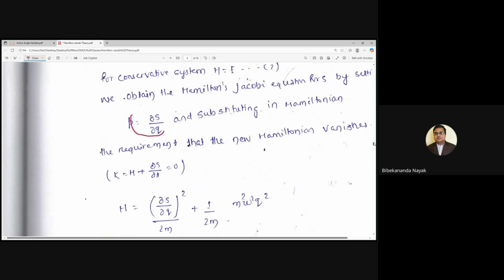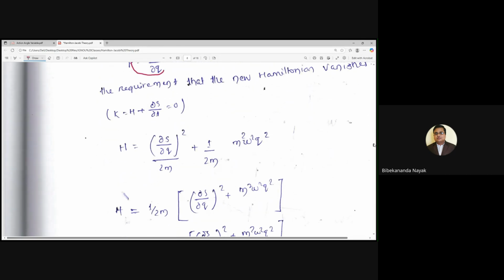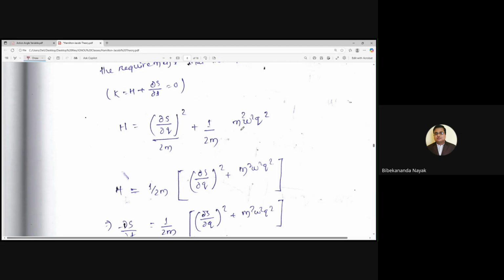The Hamilton equation becomes H is equal to (1/2m)(∂S/∂Q)² plus (1/2)mω²Q². Now we try to solve this equation, because in terms of S, H is equal to (1/2m)(∂S/∂Q)² plus mω²Q².